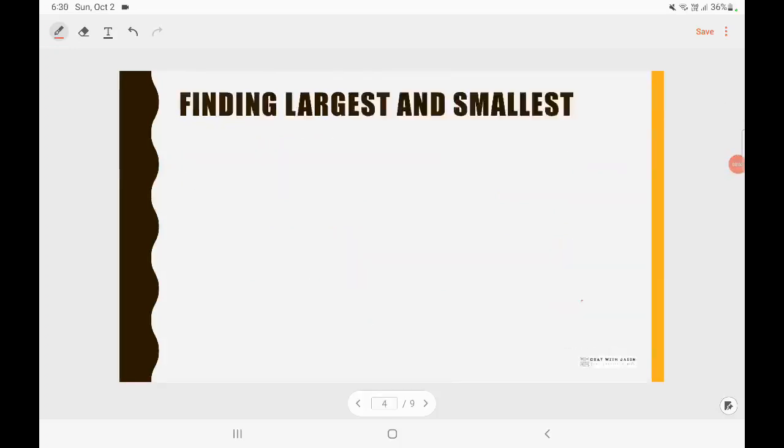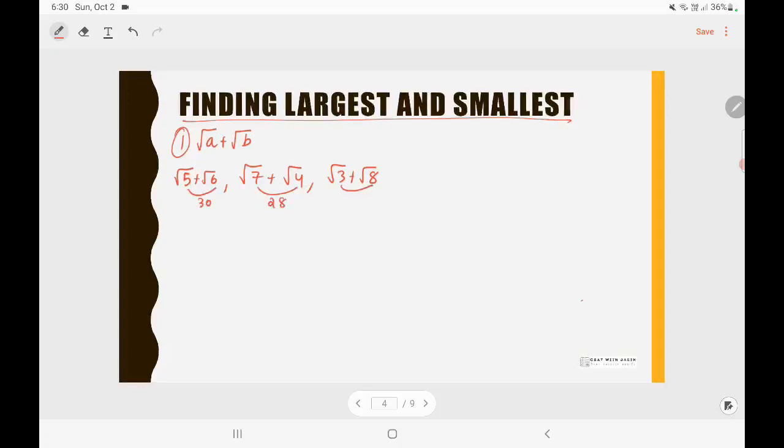So now let's see how we can find out the largest and smallest among a given set of numbers. So first, if the numbers are in the form root a plus root b. For example, let's say root 5 plus root 6, then you have root 7 plus root 4, and root 3 plus root 8. We need to find which among these three is the greatest. For that, you just need to multiply the two numbers inside. So 5 into 6 is 30, 7 into 4 is 28, 3 into 8 is 24. Among these three numbers, 30 is the greatest. So root 5 plus root 6 will be the greatest among these numbers. And 24 is the smallest. That means root 3 plus root 8 will be the smallest among these numbers.